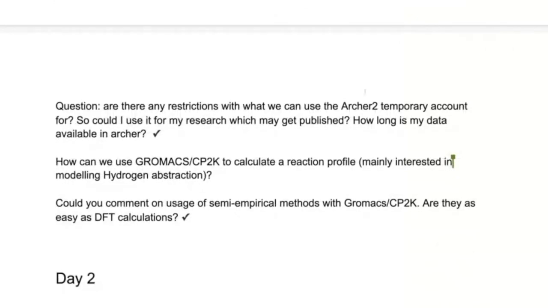How can we use GROMACS+CP2K to calculate a reaction profile? Mainly it's high abstraction. So there is one way which I showed to you, which is umbrella sampling. You can perform umbrella sampling, and this kind of standard approach is what most people are using right now in real situations, because it's the most convenient way.